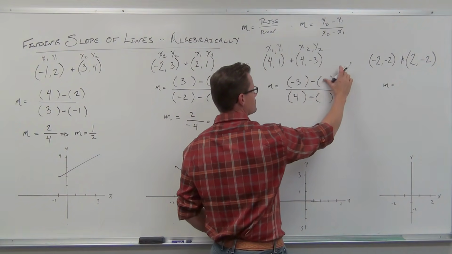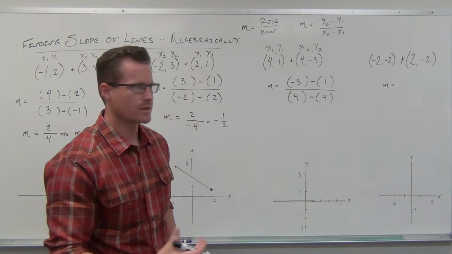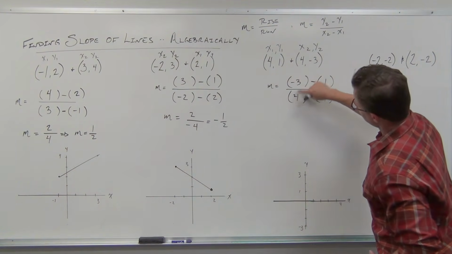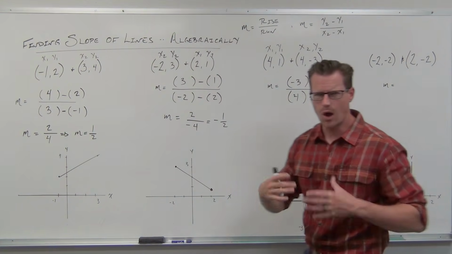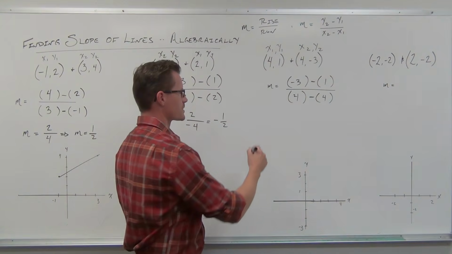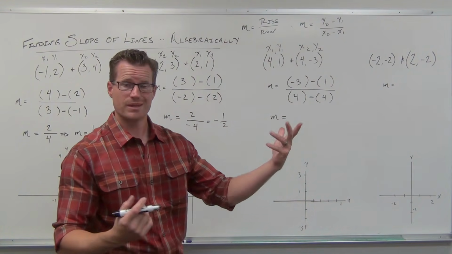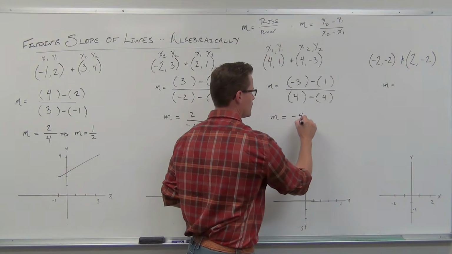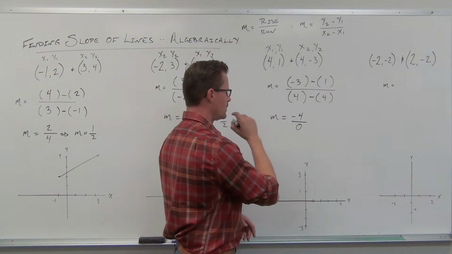Sorry. So I'm going to double check because I almost made a mistake there. This is my point 4, negative 3. This is my point 4, 1. So I want to always double check to not make those mistakes. If we subtract negative 3 minus 1, that's negative 4. Oh, 4 minus 4 is 0.